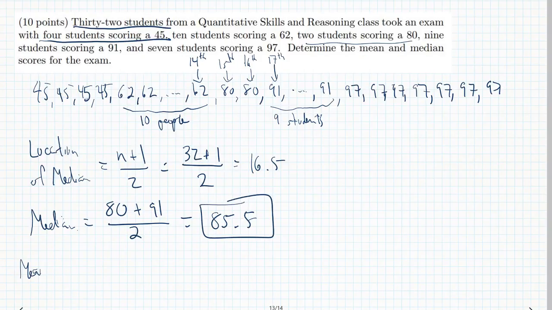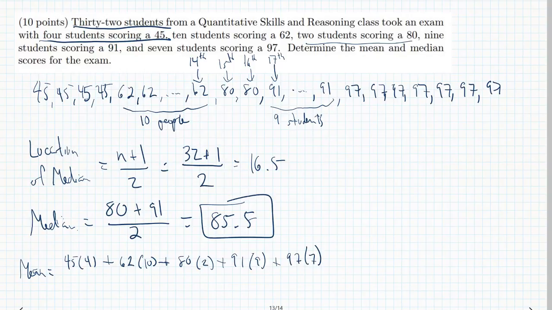Now for the mean, this is where we add up all the data values and then divide by the number of observations. So we go 45 times 4, because there's 4 of those 45s. 62 times 10, because there's 10 of those 62s. There's two 80s, so that's 80 times 2. There's 9 of the 91s, so 91 times 9. And then 7 of the 97s. And now we're going to take whatever that number is and divide it by the total number of observations, which in this case is 32.